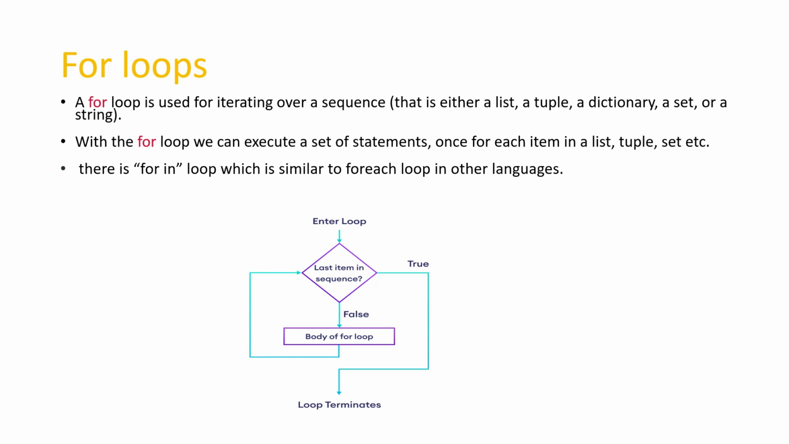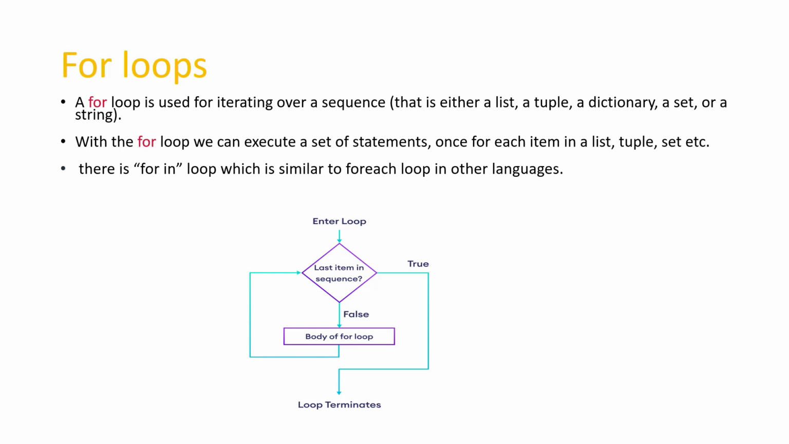Now, with for loop, we can execute a set of statements once for each item in a list, tuple, set, or string. Each item in a list or each character in a string. For loop iterates over each character in a string. There is for in loop, which is similar to for each loop in other languages. I hope you understood.